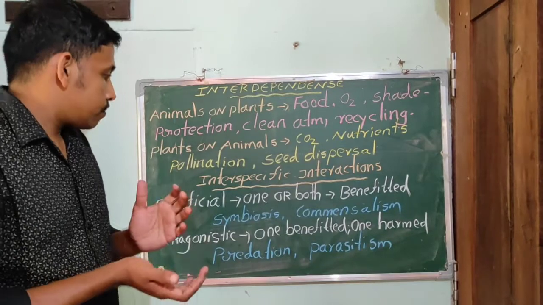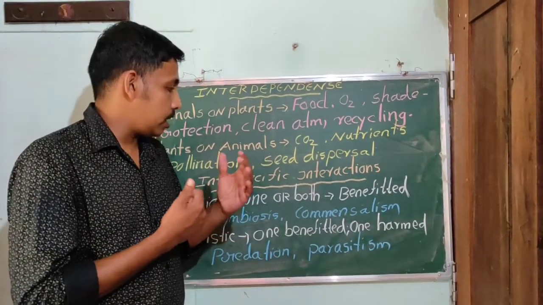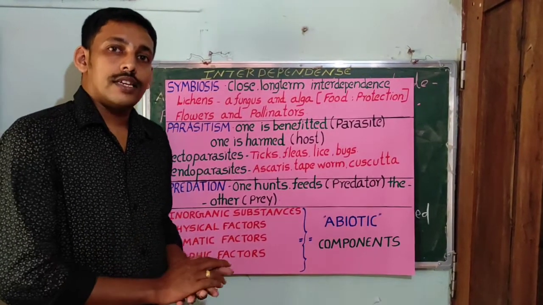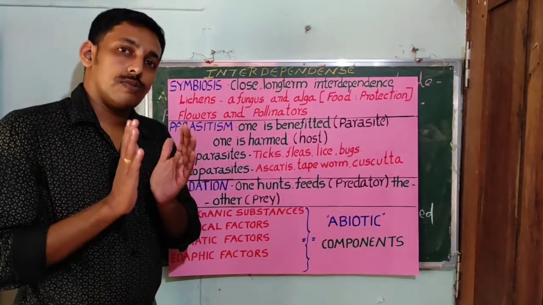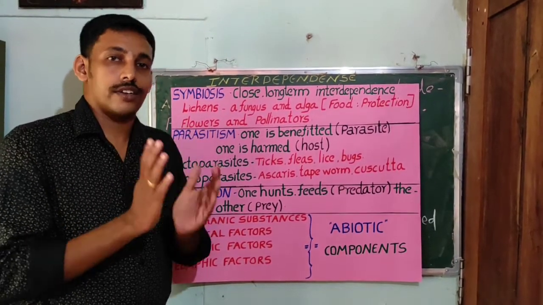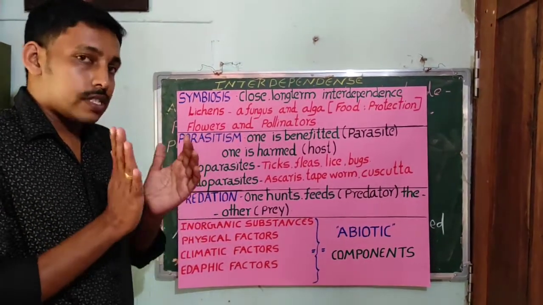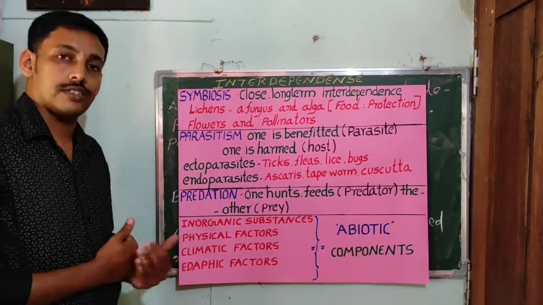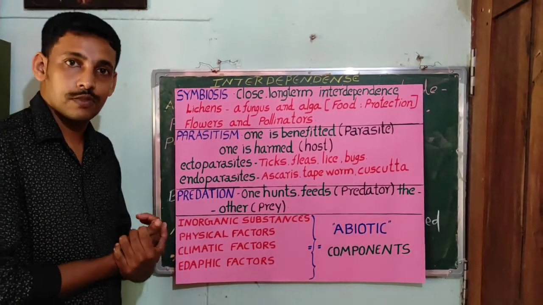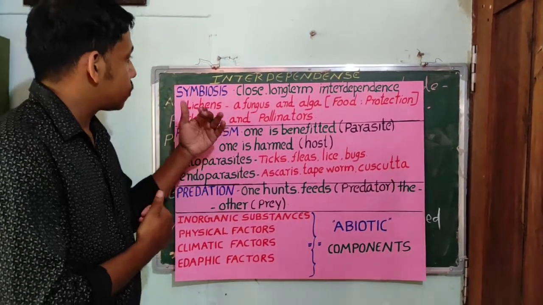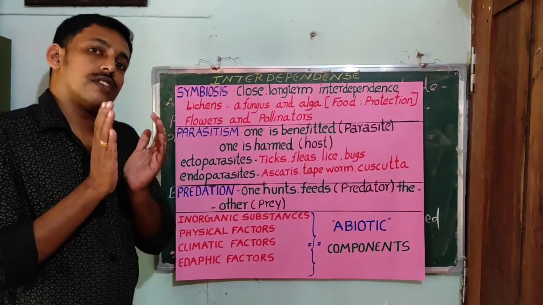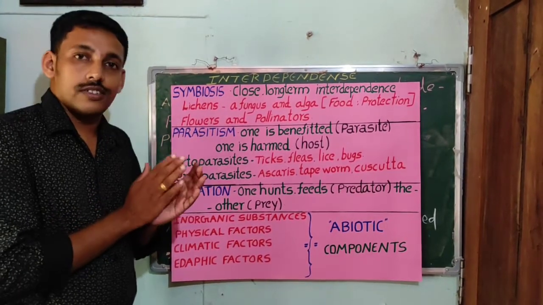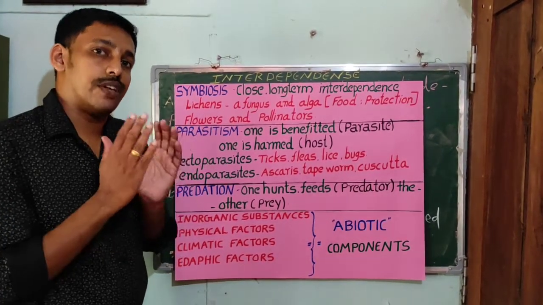Now let's see what these types of interspecific interactions are. We will study symbiosis, parasitism and predation. The first one is symbiosis. It is a type of positive interaction. Here both the partners, both the species, are benefited.